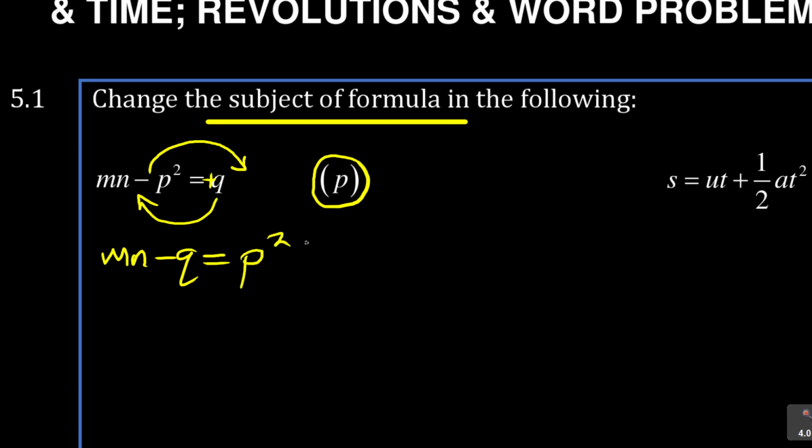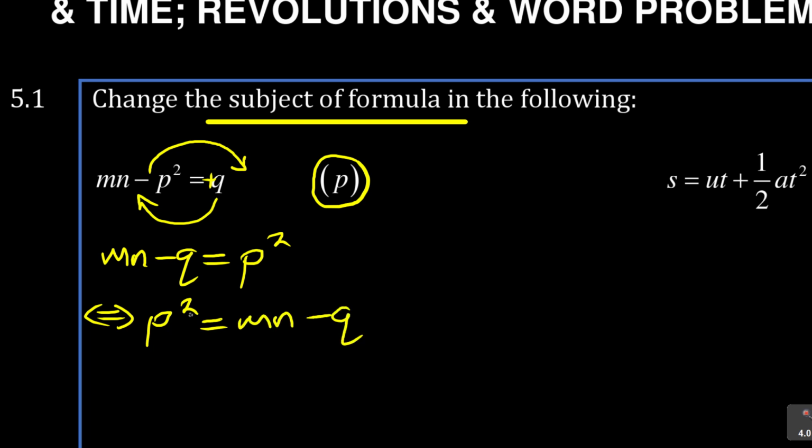Alright, I'll show you the way when I leave the negative, but this is the better way I'll advise. Then I can rearrange, like take this to say this means P squared, I'm starting with P now, is equal to Mn minus Q.